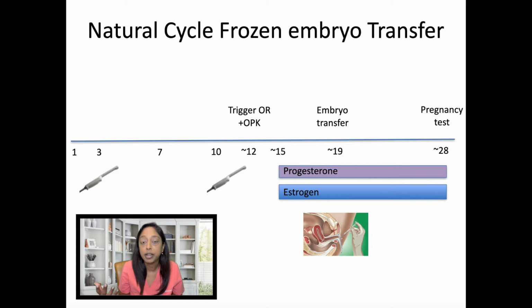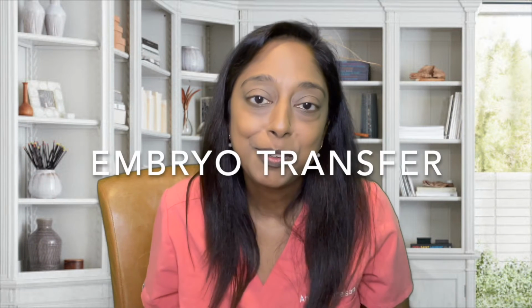Alternatively, another way to do a natural cycle frozen embryo transfer protocol would be to have the patient call with their period. We bring them in for baseline ultrasound and blood work and make sure everything looks good to start, and then have the patient call when they experience the LH surge on their ovulation predictor kit. Then they'll come in the following day, we'll do ultrasound and blood work, confirming that the patient ovulated and that the lining is the appropriate thickness, and then we'll plan the transfer accordingly, as well as start the estrogen and progesterone accordingly. This leads me to the embryo transfer.